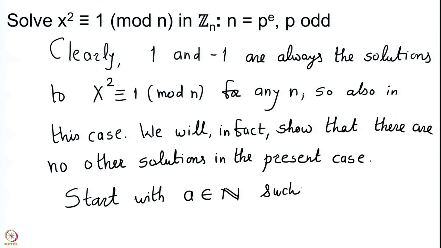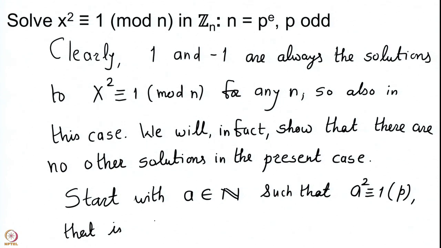Such that a square is congruent to 1 modulo p, and by this we mean that p power e divides a square minus 1. Whenever you have a square congruent to 1 modulo a number, the number n divides the difference of the numbers on the two sides of the congruence sign.